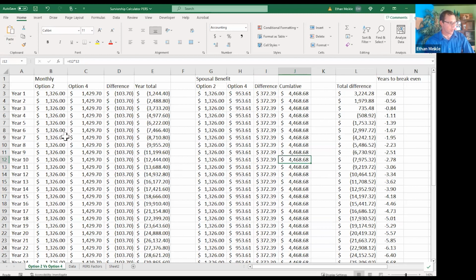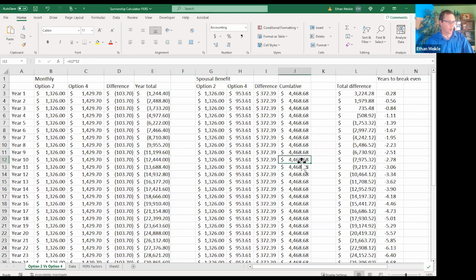So if I chose option two and I gave up this $12,000 over 10 years, and then someone passes away, how long would my spouse have to live and collect that 100% benefit to make up for the money I gave up to the state over those 10 years? So that's what this column is showing you here.